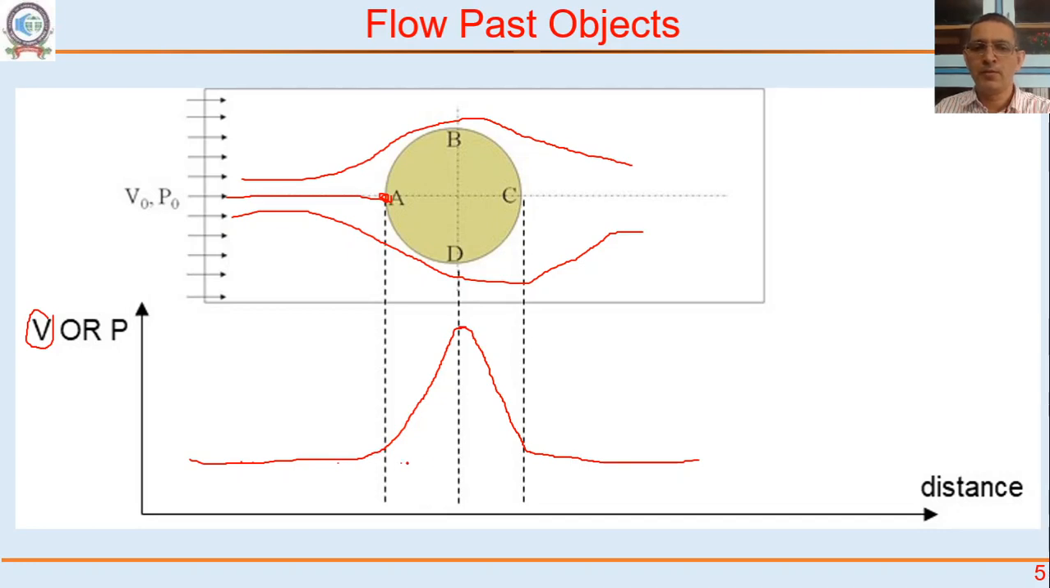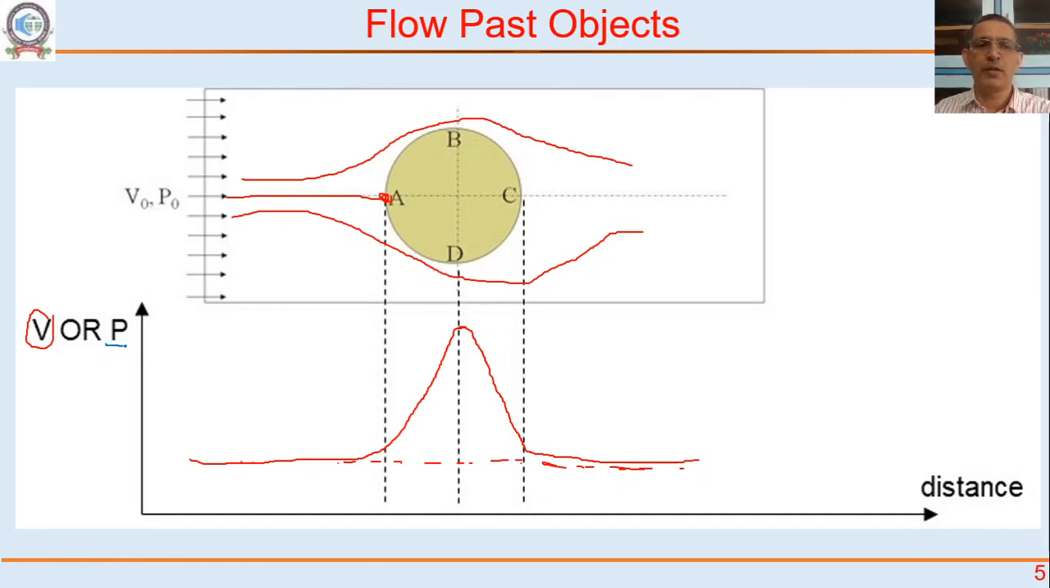So this velocity and this velocity are identical. Velocities have to be the same. It is flow at steady state. Mass balance has to be satisfied. So velocities will have to be identical. Now think about our lecture on venturimeter and orifice meter. Part of the flow is blocked.